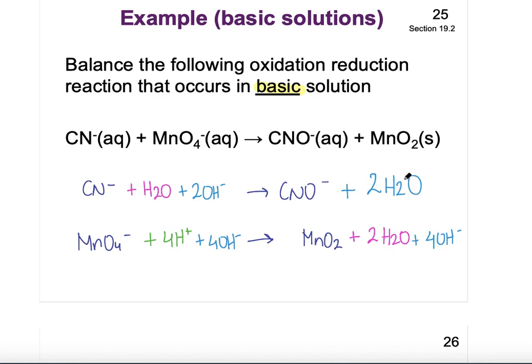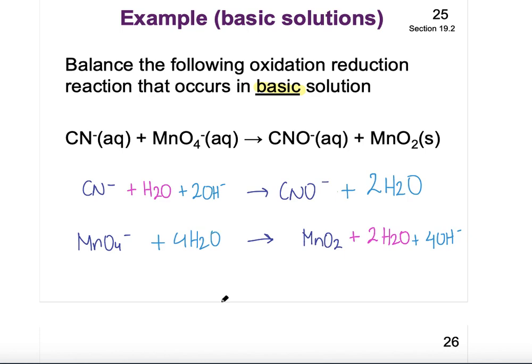Okay. From there, we're going to do the same thing on the bottom. On the bottom, I have my H plus and OH minus on the left-hand side, so I'm going to delete those two. They are the same number because we made them the same number. And those are going to come together and form 4 waters because I have 4 H's and 4 OH's. They become 4 waters.